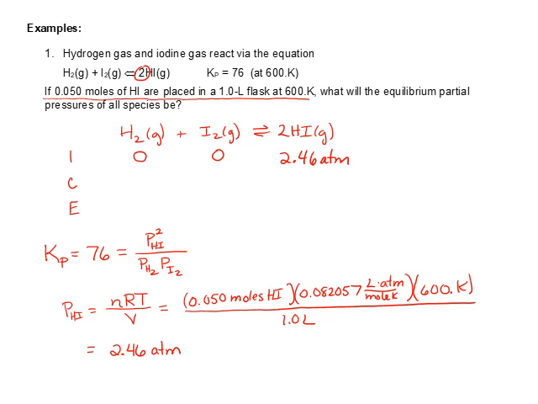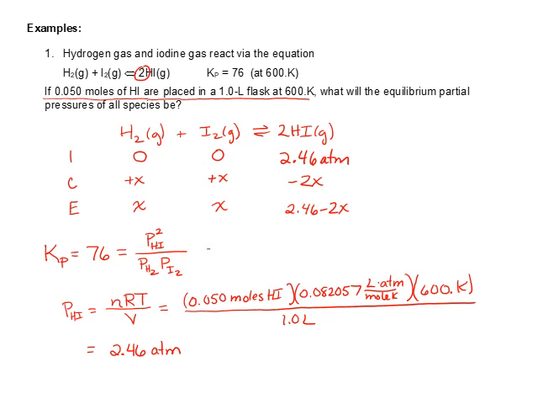So in this case, we'll use our minus 2x to indicate the change for the hydrogen iodide, and plus x for each of the partial pressures of hydrogen and iodine. The equilibrium row is always the sum of the initial and the change, so that gives us x for hydrogen, x for iodine, and 2.46 minus 2x for the hydrogen iodide.